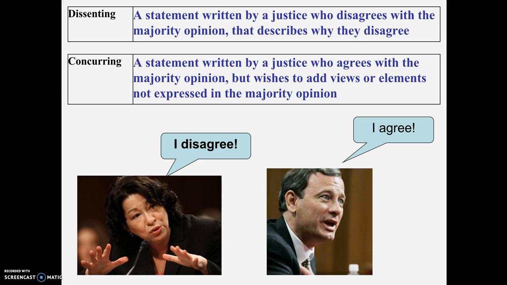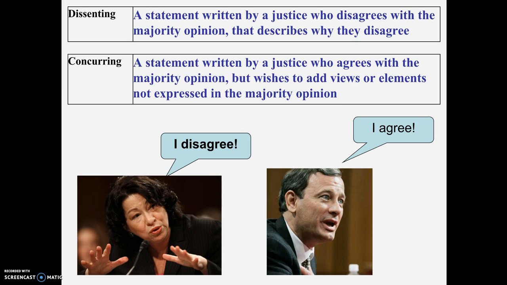And then the other 2 specific types of opinions that can come into effect are dissenting opinions and concurring opinions. A dissenting opinion is a minority opinion. It's from the side that did not win, the smaller group. And this is typically an opinion that is written by a justice to describe why they disagree with the decision of the court. You can also have a concurring opinion.